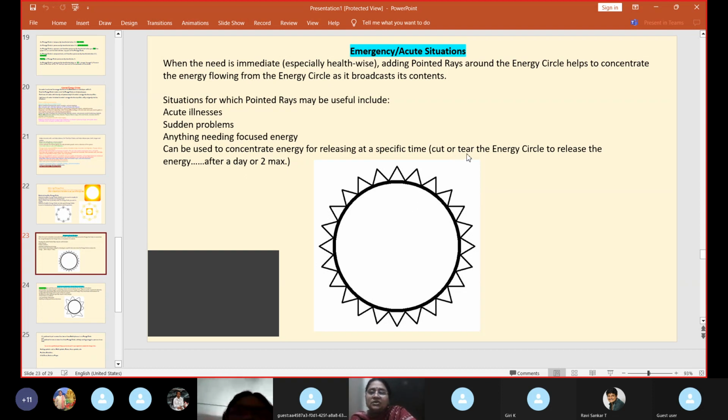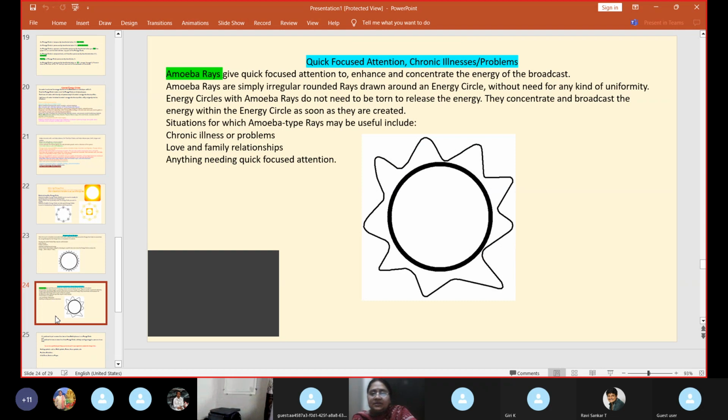We cut or tear this energy circle to release this energy inside it. Only then you can see good effects. If you keep it for long, the EC is not going to work. So you have to destroy such an EC within a day or two maximum, because it is actually for acute or emergency situations. Using pointed rays around such a simple EC will make it an emergency situation EC.